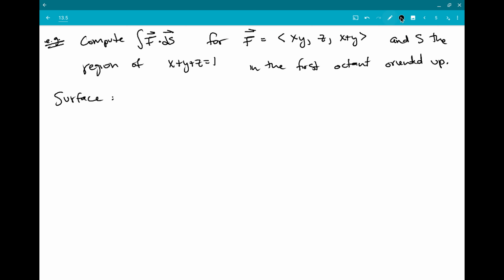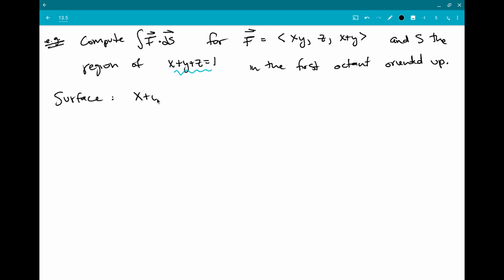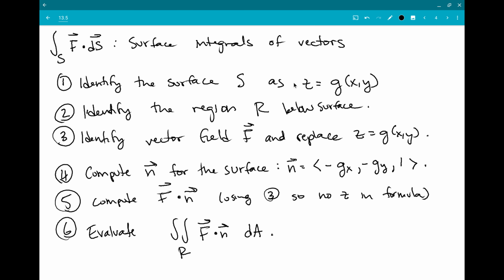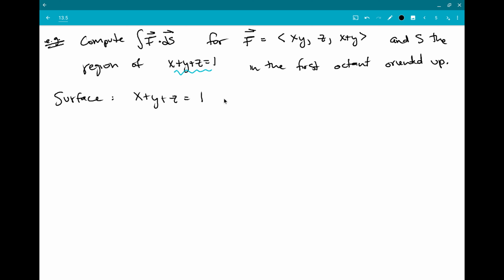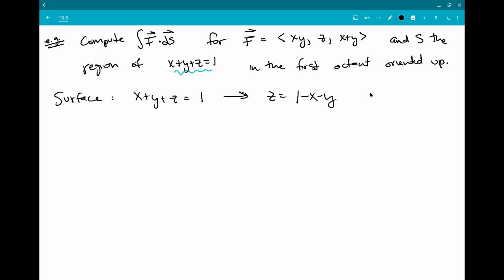So my surface is x plus y plus z equal 1. I'm going to rearrange that as z equal to 1 minus x minus y. Like I said, I'm going to end up using that in 2 places: when I replace my vector field and when I compute my normal vector. So that's the g of xy in our steps.